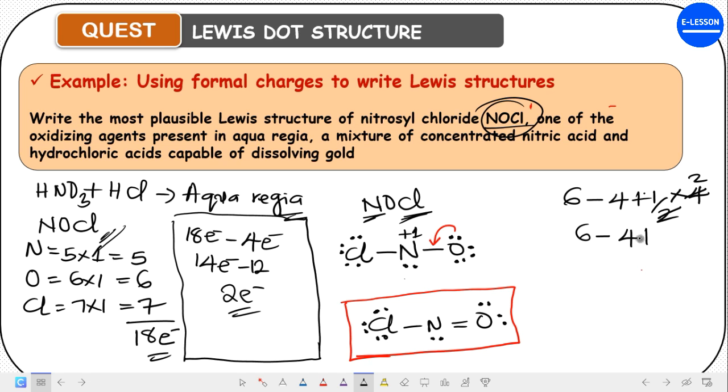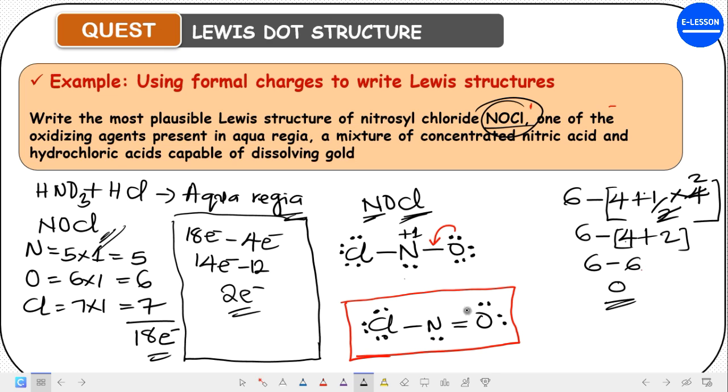1 times 2 is what? 2. So this is what? 6. 4 times this is what? 4 plus 2 is what? 6. This is 6 minus 6 is 0. Now you should always remember to put this in bracket. I don't want to do it in steps like 6 minus this. That's why I just did it in one step here.